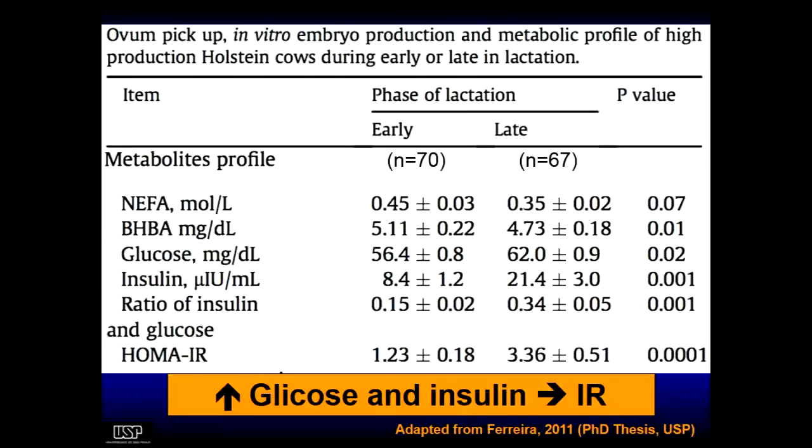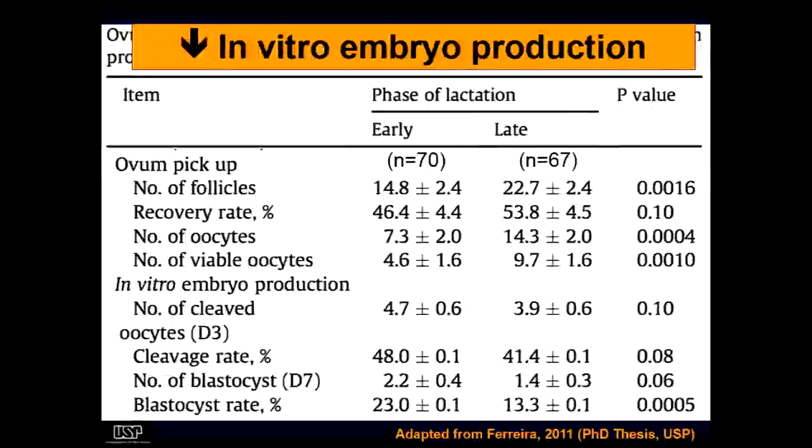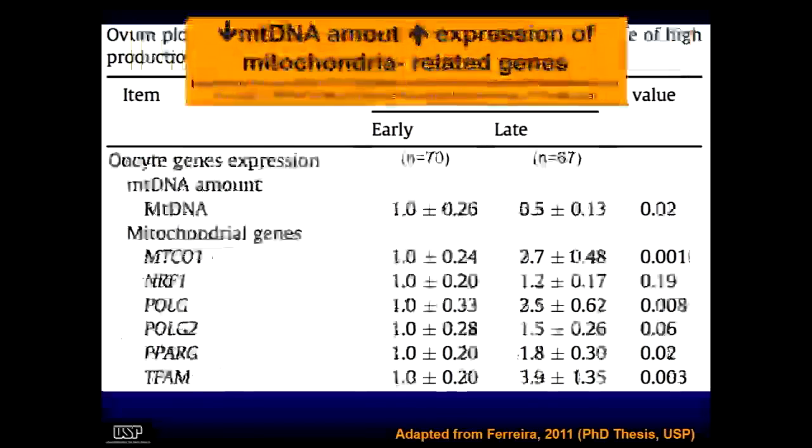And when we did the HOMA to understand the insulin resistance, it was strongly positive for cows in late lactation. Probably they have insulin resistance in this period. When we did the embryo production, look here, compared to early lactation, we decreased the embryo production in late lactation cows. Look here, the blastocyst rate decreased from 33 to 13%. So we have more follicles but lower efficiency in the IVF in late compared to early lactation.